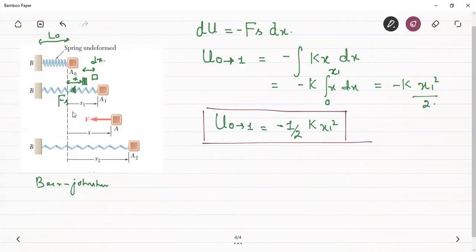Okay, now had the spring been initially at some extension x1, okay, now what we considered here in the first case is that the spring is undeformed and we extend it to an extension of x1. Now let's say that we further extend it from a1 to a2. Okay, now in the first case a0 was the initial position and a1 was the final position. Now let's consider the second case, where the spring is originally in an extended position.